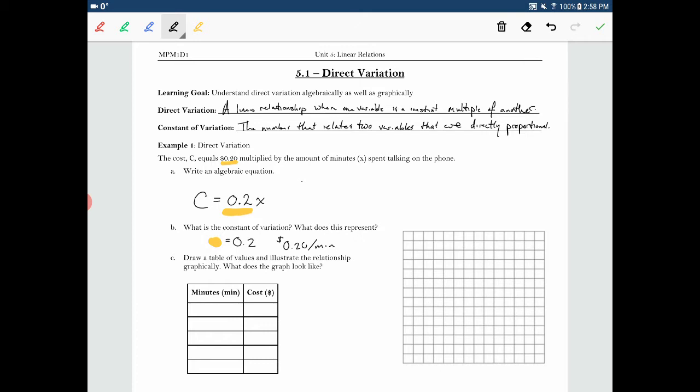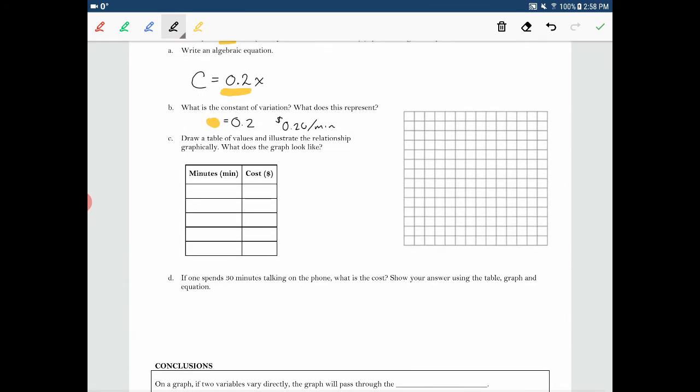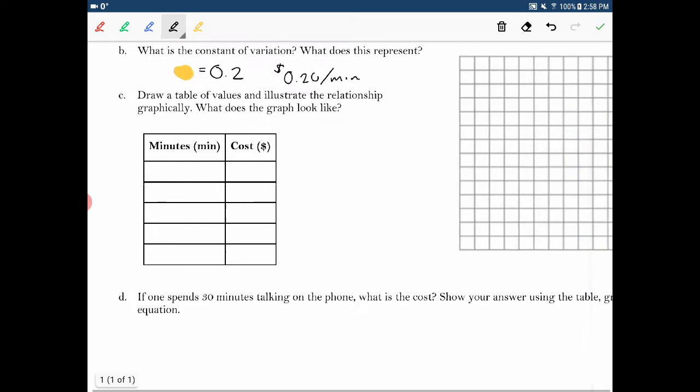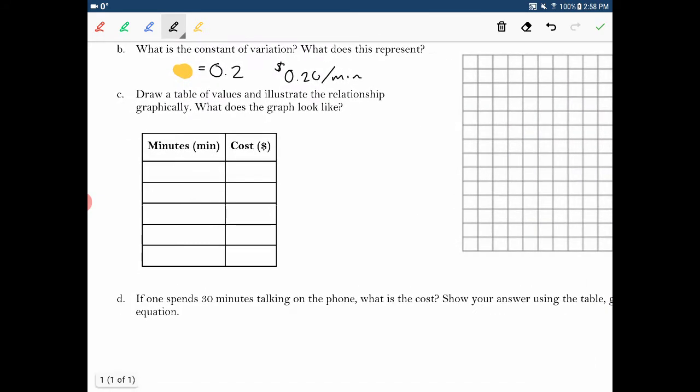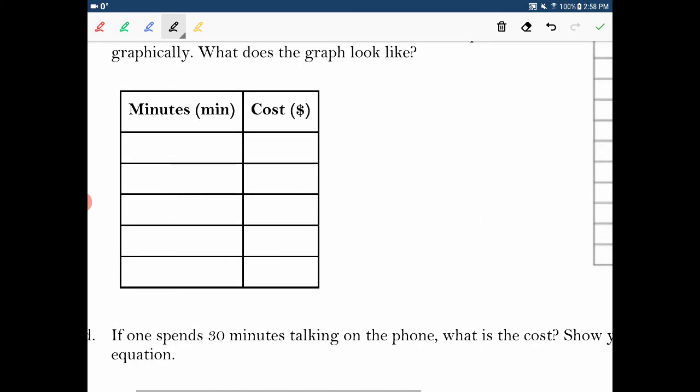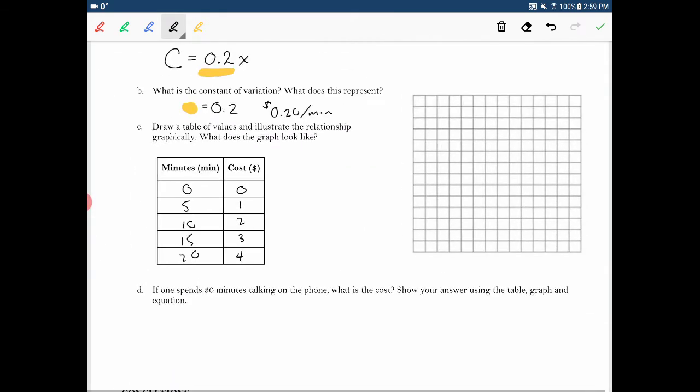All right. So we're going to make a table here. Let's talk about how much it would cost. Let's say we spoke on the phone 0 minutes, 5, 10, 15, 20. How much would it cost? If we use that formula, we just multiply each of these numbers by 0.2, and we would get 0, 1, 2, 3, 4. That's how many dollars it would cost.